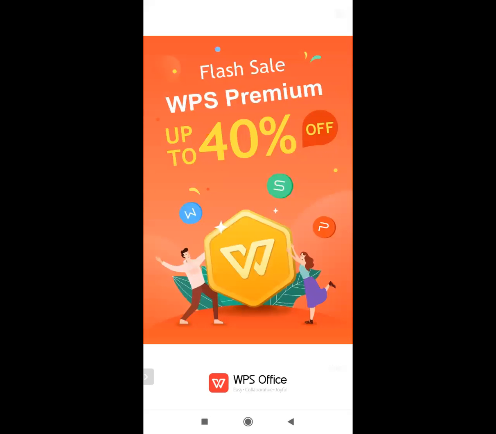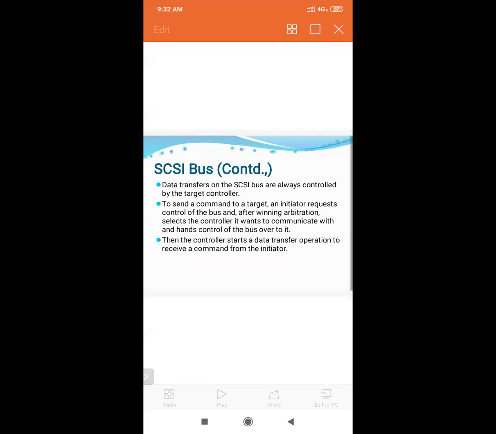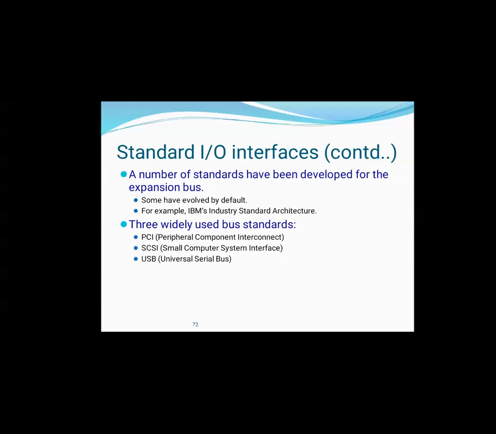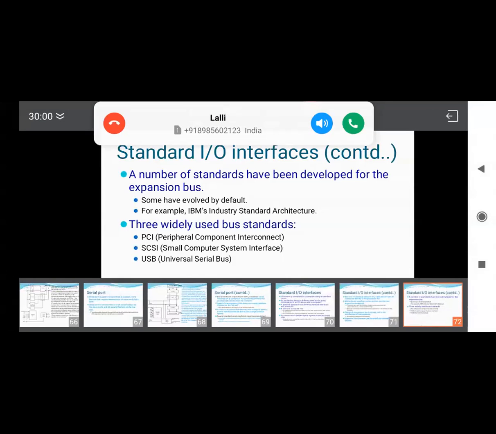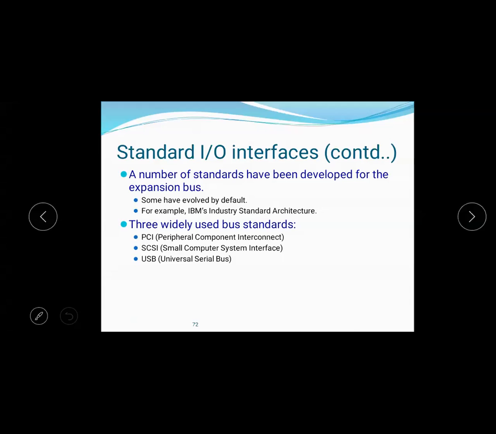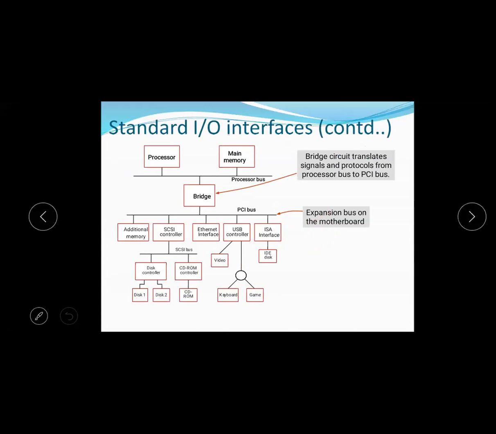SCSI bus. In the bus, there are three types of bus. These are three I/O standards: PCI bus, SCSI and USB. Here are three standard bus standards. And in the last class we have discussed the diagram.